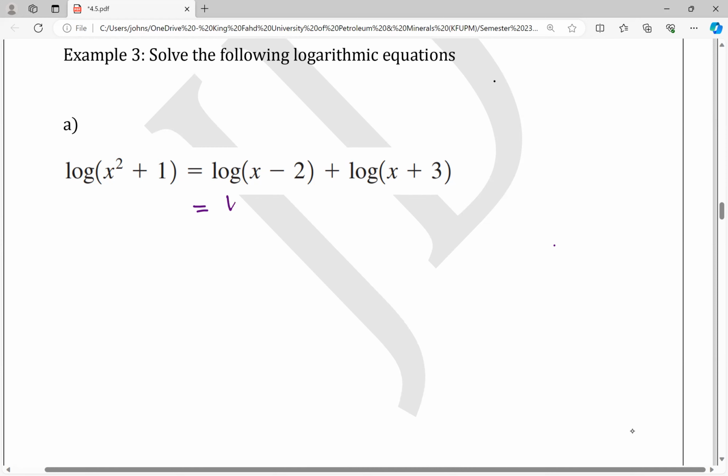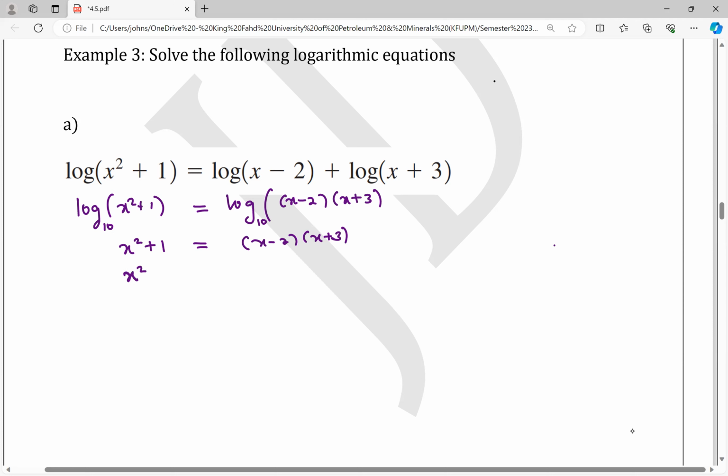So to solve example 3, what we need to do is use our laws of logarithm. This is addition. We can change this to multiplication so that you have log of x minus 2 times x plus 3. Then the right-hand side, we have log of x squared plus 1. Now, if you look at both the left-hand side and the right-hand side, you are having log to base 10. So we can drop the log and just go with x squared plus 1 equals x minus 2 times x plus 3.